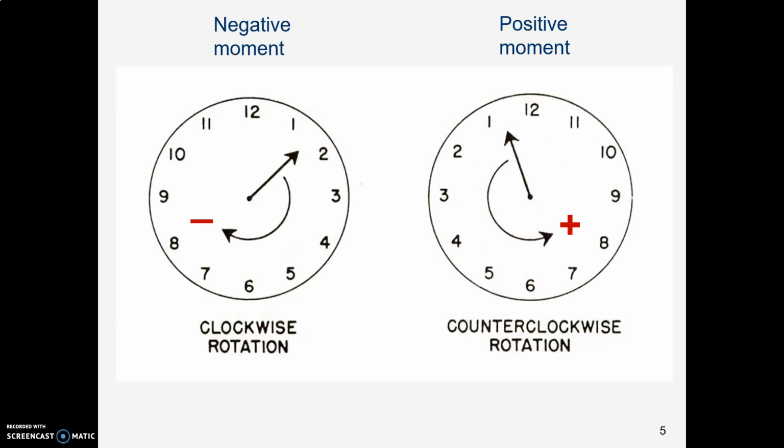Just a reminder, we said that when a thing is rotating clockwise, that's a negative moment, and when a thing is rotating counterclockwise, that is a positive moment, consistent with what we see in AutoCAD angles.